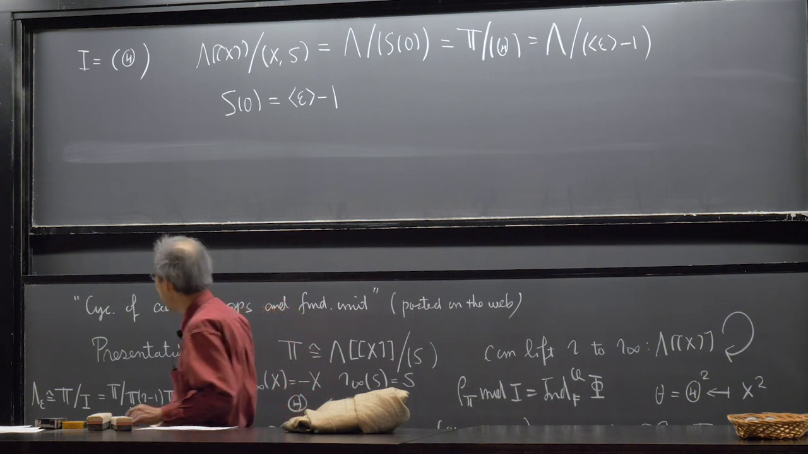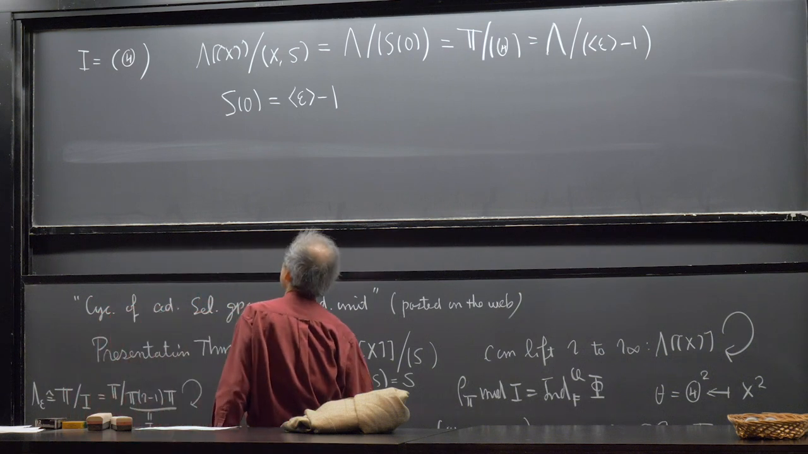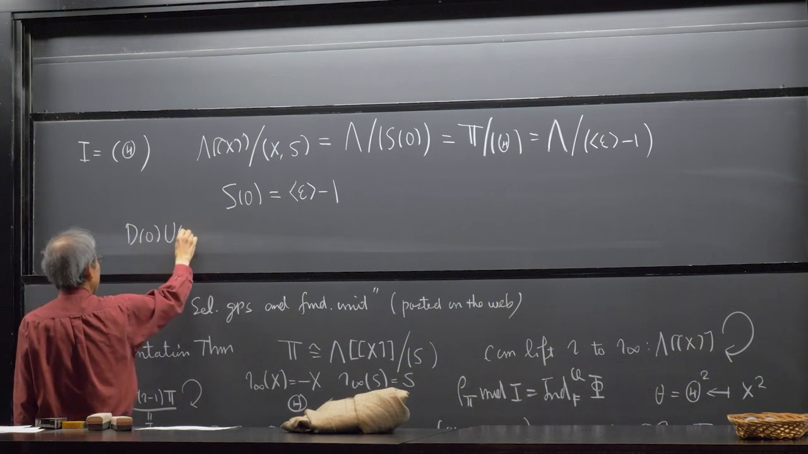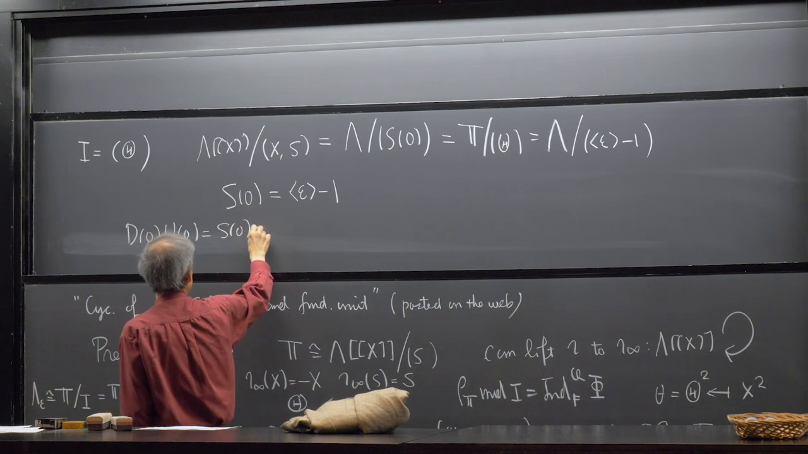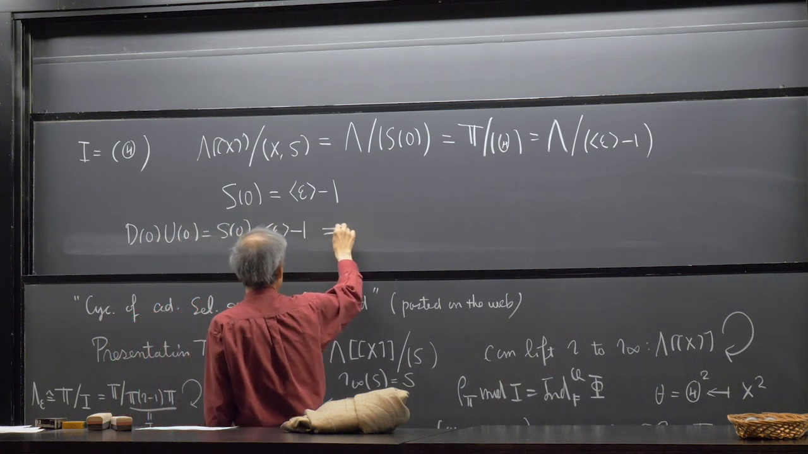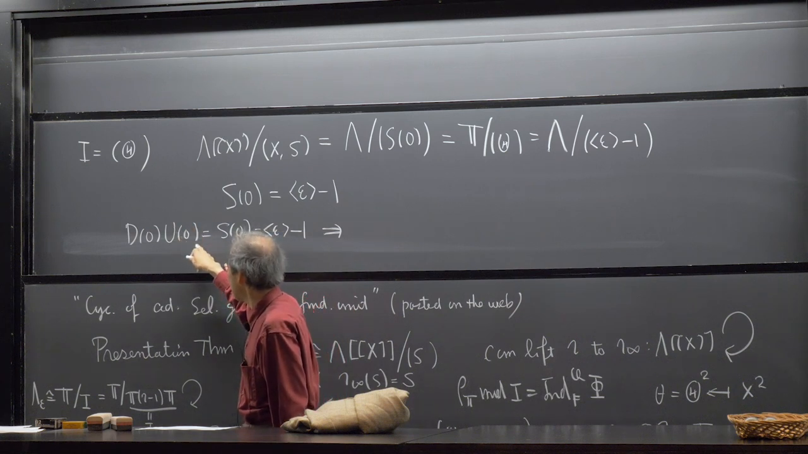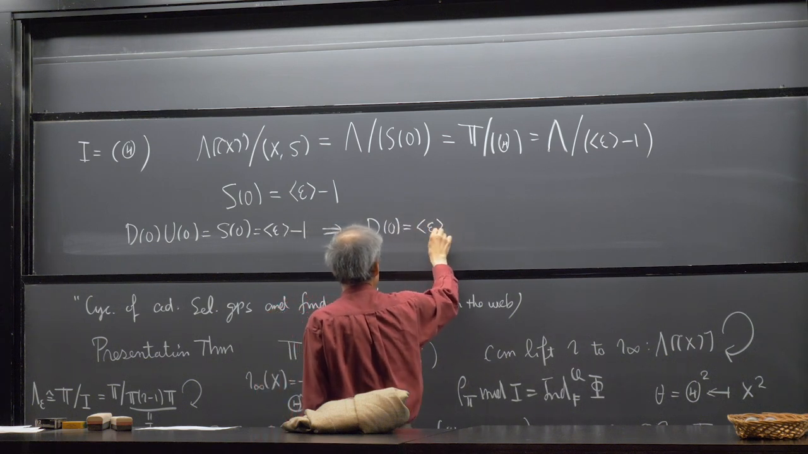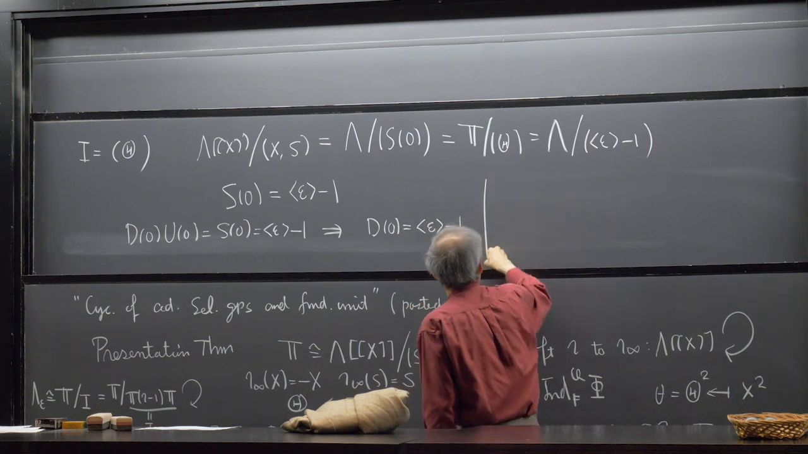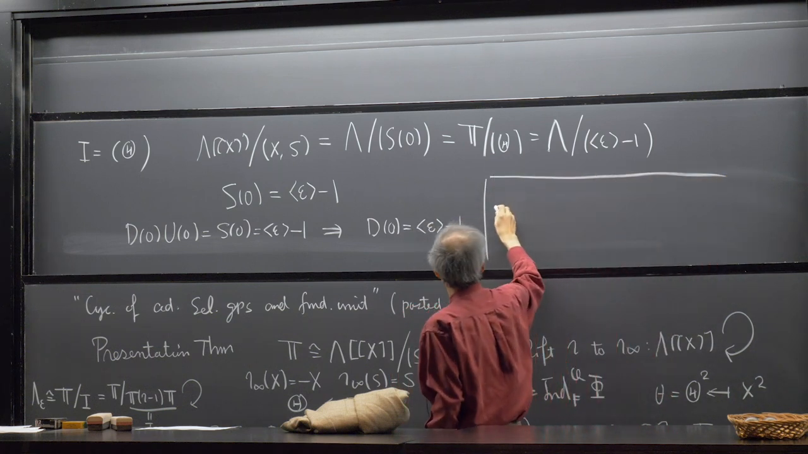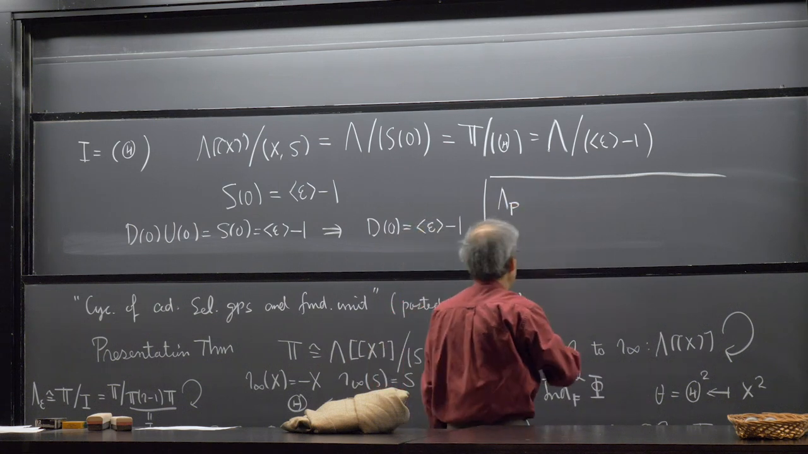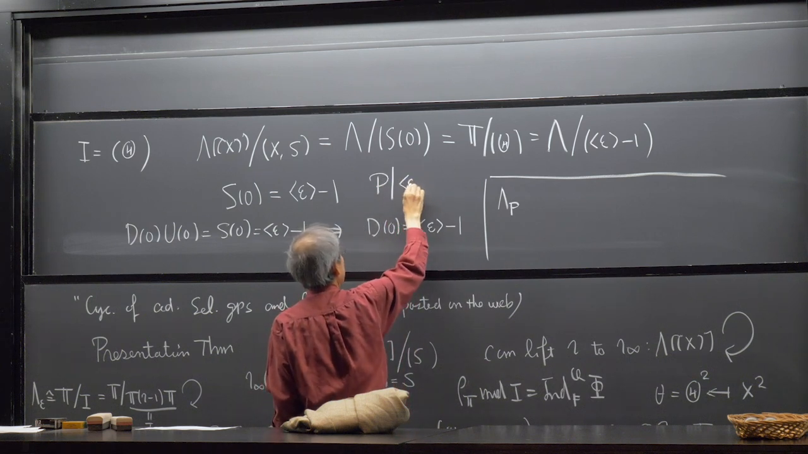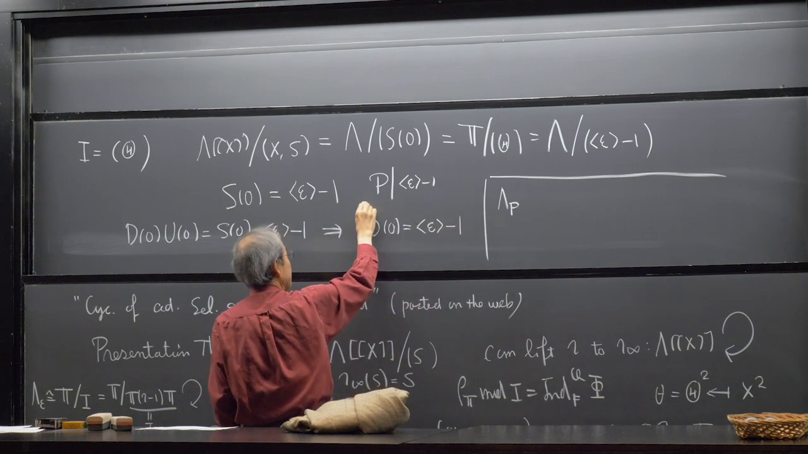Now, I plug in zero here. D naught U naught is S naught, so that is epsilon minus one. Therefore, again adjusting S by U naught inverse, this is a unit, I can assume that D naught is epsilon minus one. I can do this Weierstrass preparation business over lambda P hat. I pick a prime, capital P, dividing this D naught, so epsilon minus one, a height one prime, so a prime divisor.